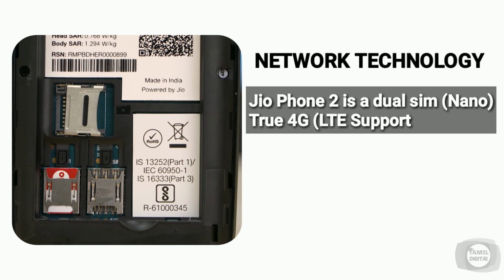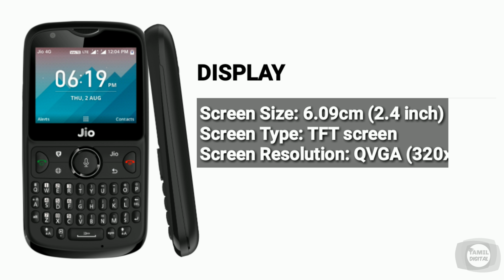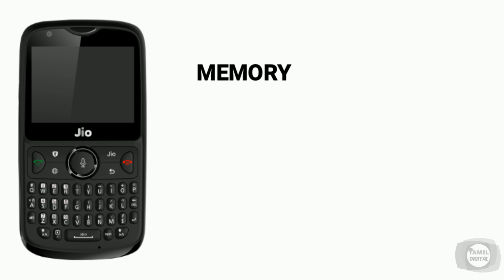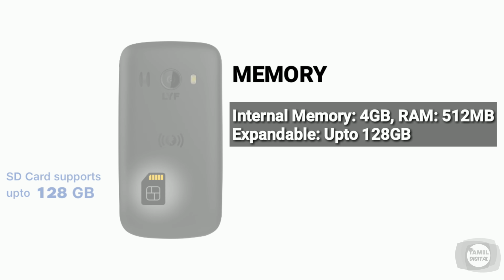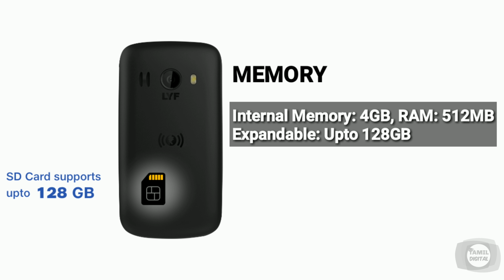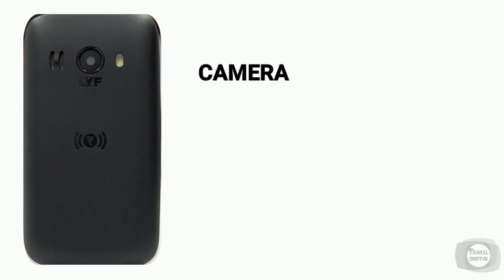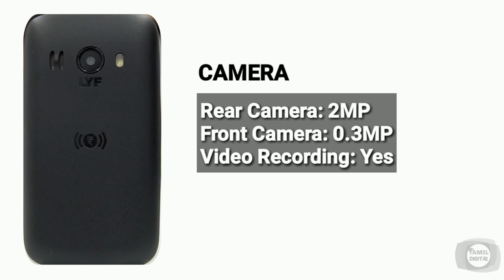GeoPhone 2 is a dual-SIM, nano, smartphone. It has a 2.4-inch QVGA display. It runs on the KaiOS operating system. It has 512 megabytes of RAM and its internal memory is 4 gigabytes. Its internal memory can be increased with a micro SD card up to 128 gigabytes. This phone has a 2-megapixel rear camera and a VGA front camera.